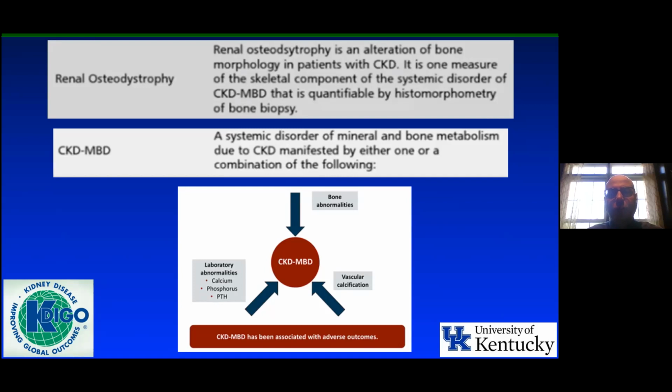ROD, or renal osteodystrophy, is one of the measures of the skeletal component of CKD-MBD. And we can quantify the abnormality by histomorphometric analysis by bone biopsy. This is how KDIGO defined renal osteodystrophy. We don't want to mix this up with CKD-MBD, because CKD-MBD is a broader disorder. The bone abnormality is just one component, but it also includes abnormal labs and cardiovascular calcification. So renal osteodystrophy is just the skeletal component of the CKD-MBD.